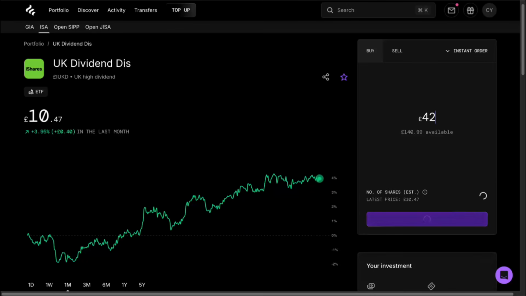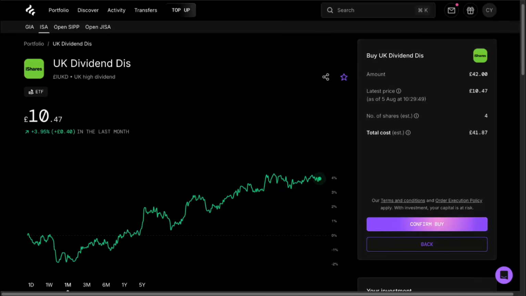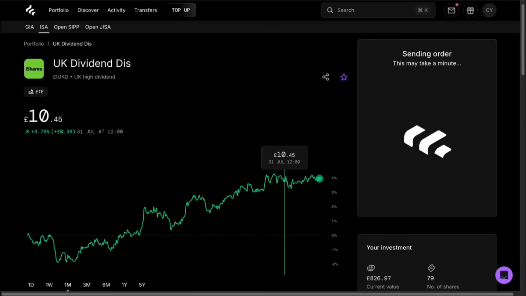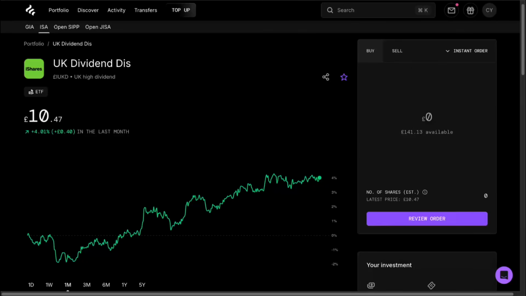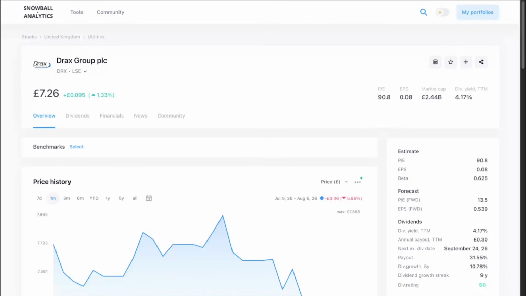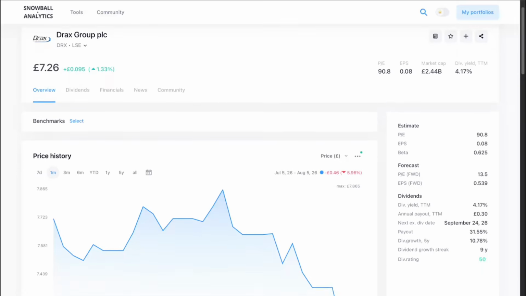So that's exactly why I'll be adding 4 shares today for an amount of £41.87. I will continue to add to this ETF every single month so that it remains the core holding in the portfolio. I usually add more than 4 shares to this position on a monthly basis, but I am actually going to be adding a new stock to the portfolio later in the video, so make sure you stay tuned for that.